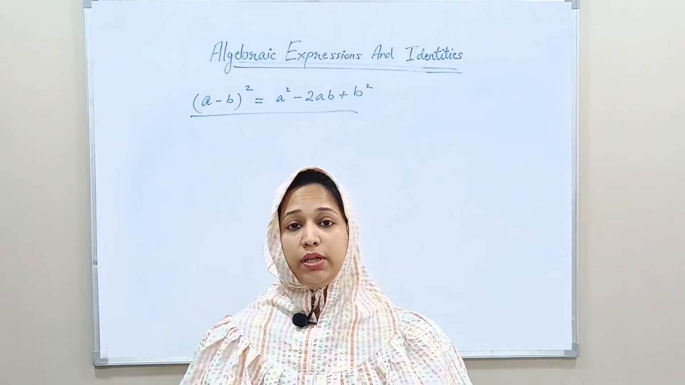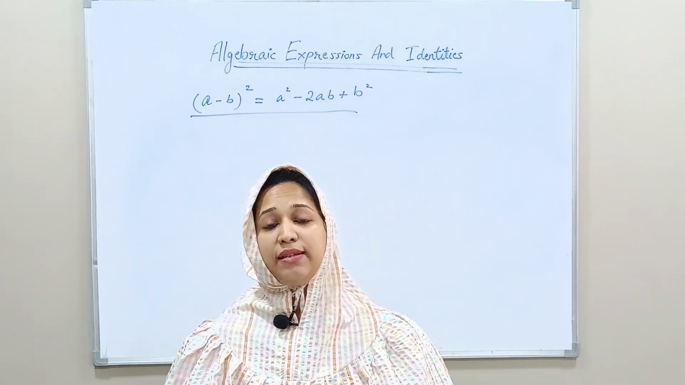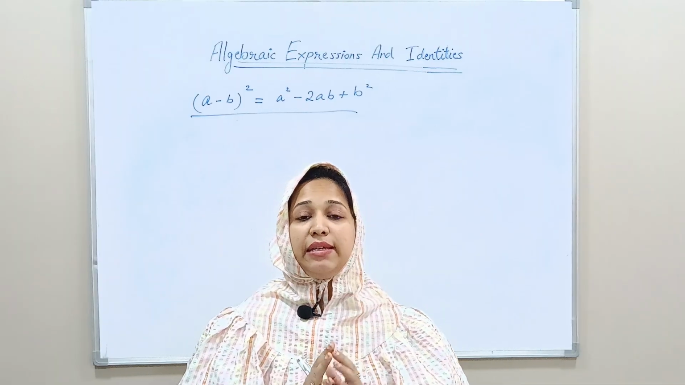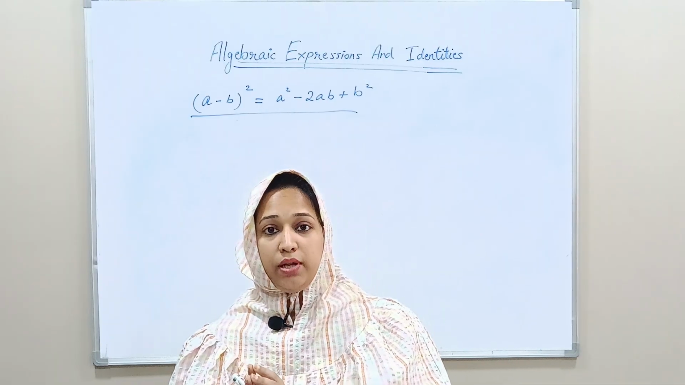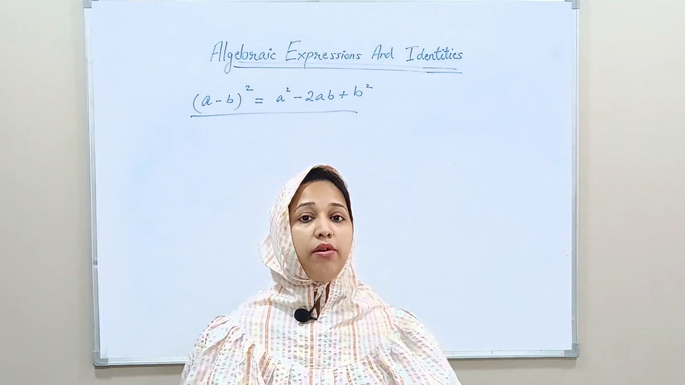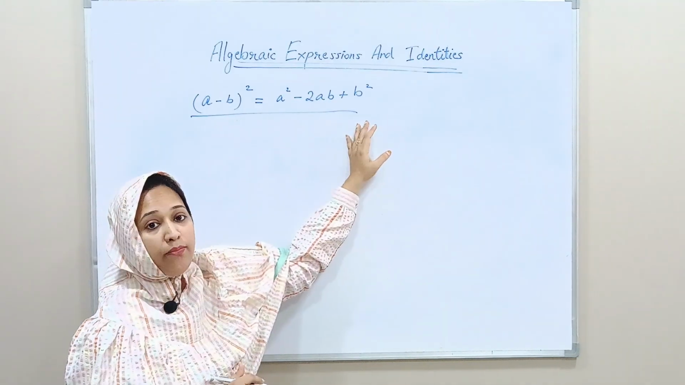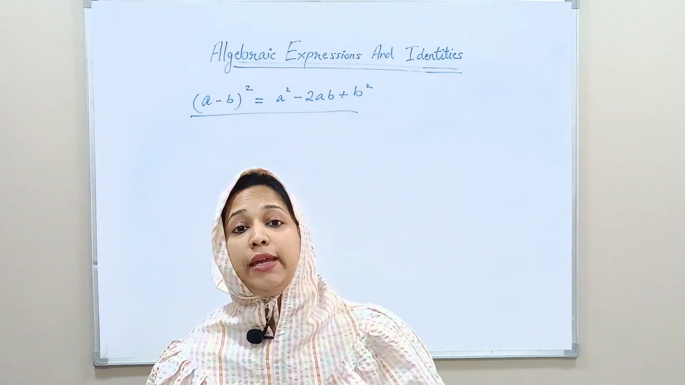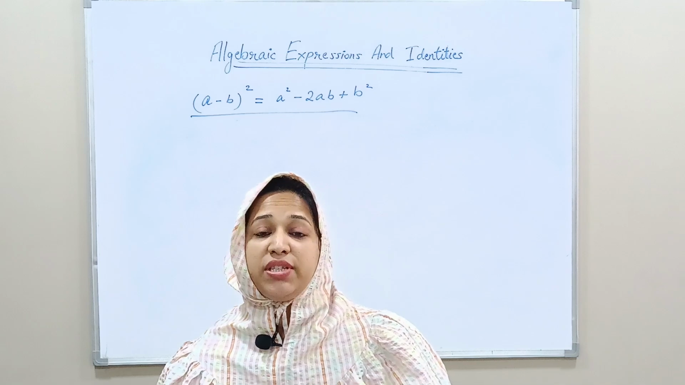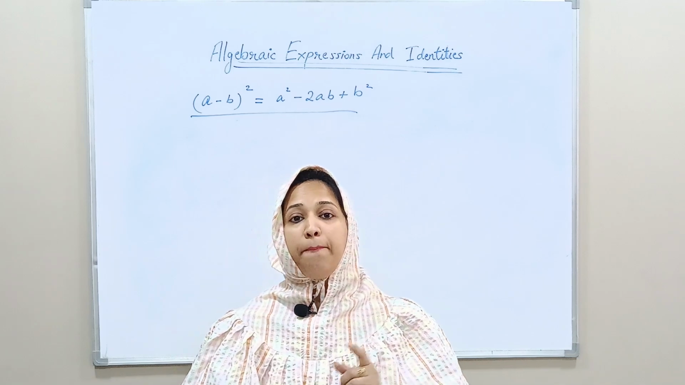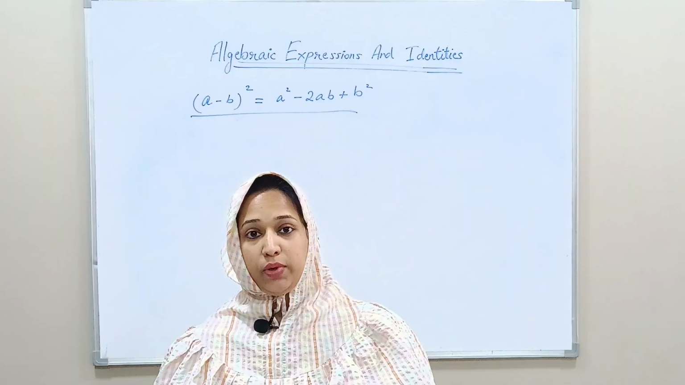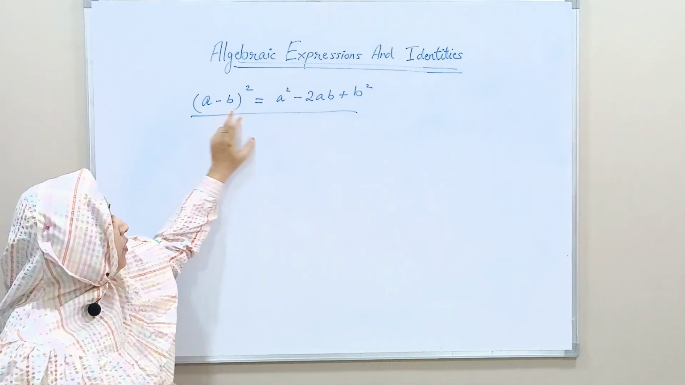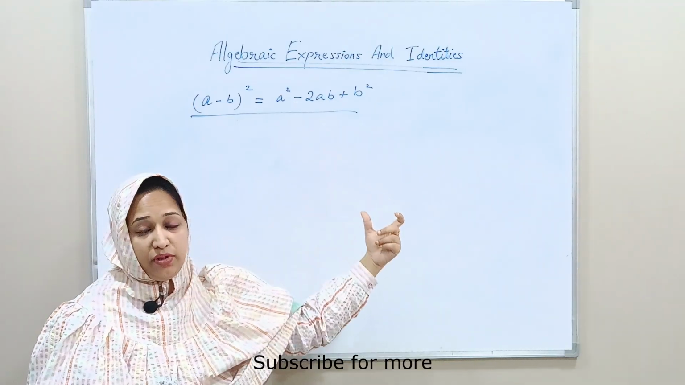In this video we will learn how to use the second standard identity, that is (a - b) whole square. It says that (a - b)² is equal to a² - 2ab + b². In the last video I explained (a + b) whole square, which is equal to a² + 2ab + b². Now since the sign has changed, it is minus here, so we have -2ab. That is the minute difference.